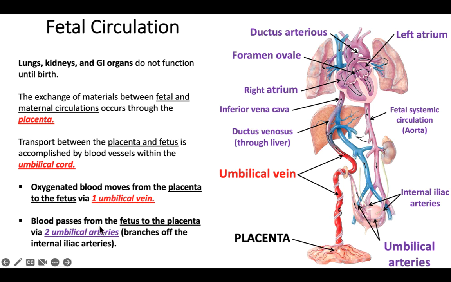And then understand the umbilical arteries. There's two of those that come from the fetal internal iliacs back towards the placenta. All right, and that's how you complete the circuit. So that is fetal circulation.